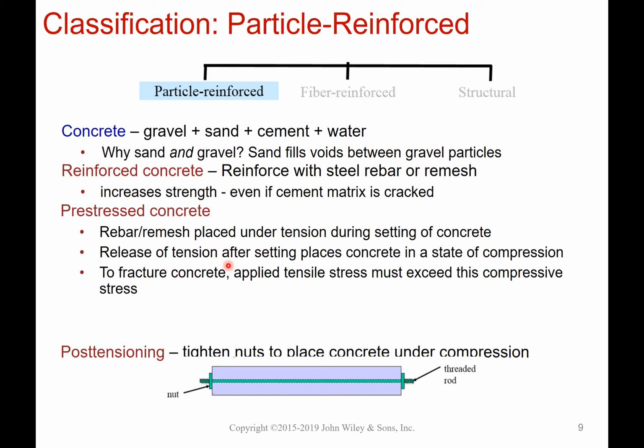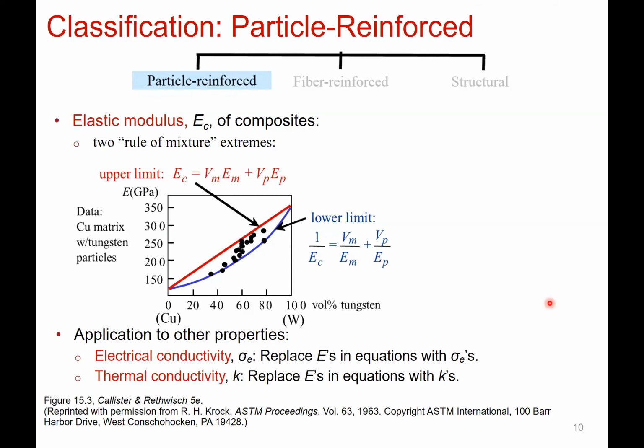And so to fracture the concrete, the applied tensile stress has to exceed this compressive stress. You can also post-tension. What that means is you can tighten the nuts that you see here on either end to place the concrete under compression and make it stronger. So there's a variety of ways to increase the strength of concrete, which is a composite.